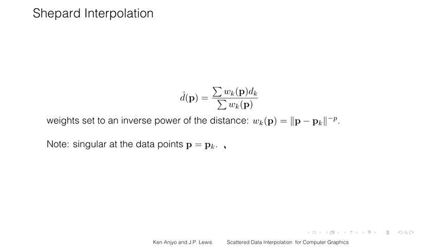So your program needs to detect that. Just check if you're at, or numerically at, one of the data points, and if so, instead of doing this computation, you simply output the value of the data at that point, which you already know.